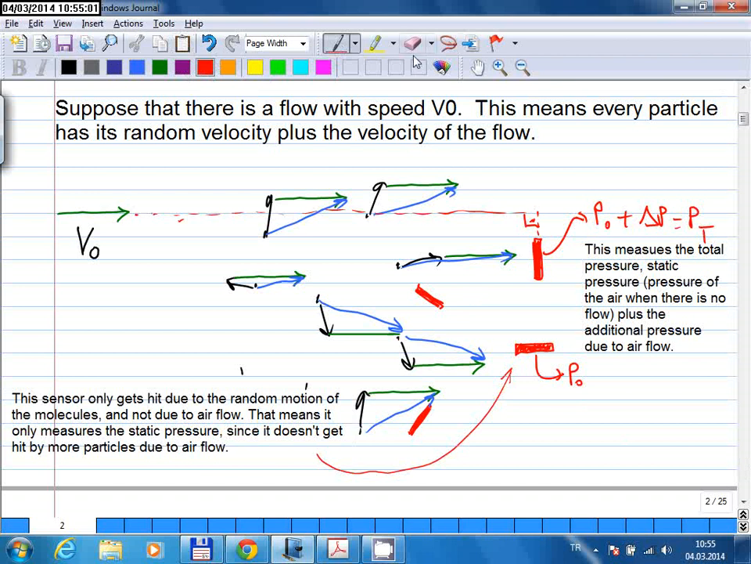Okay, whereas if you consider this other sensor, this is placed perpendicular to the flow direction. This gets hit due to the random motion plus due to the motion of the flow, motion of the mean flow. That means this gets more collisions, right? And naturally that will detect a higher pressure. The total pressure.